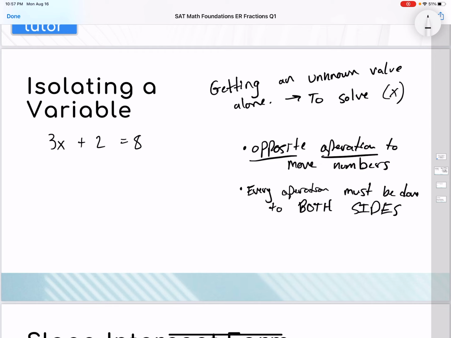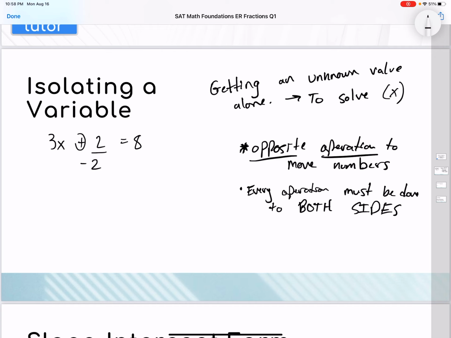I always like to tell my students that we have to begin with the number that is furthest away from x, yet on the same side of the equal sign, when it comes to getting x alone. In this case, that would be 2. As I've written here on this first bullet point, we have to use the opposite operation to move numbers to the other side of an equation. So the opposite operation of the plus 2 that exists now would be to minus, or take away, 2.